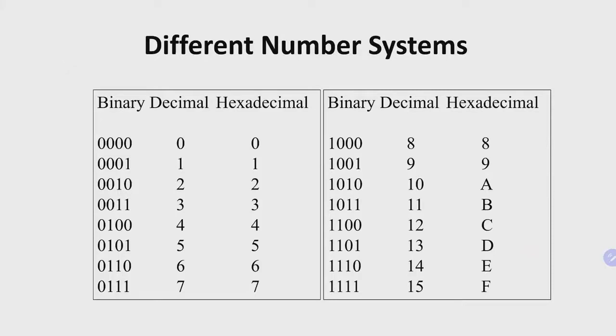Comparing the different number systems, we have the binary for 4 bits, going from 0000 all the way to 1111, and the equivalent in decimal will be from 0 to 15, and the equivalent for hexa will be from 0 to F. If you can remember this by heart, then you can quickly convert from one to the other, especially converting your binary to hexadecimal, or even binary to decimal.